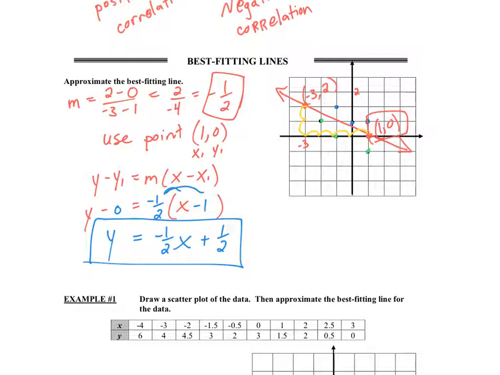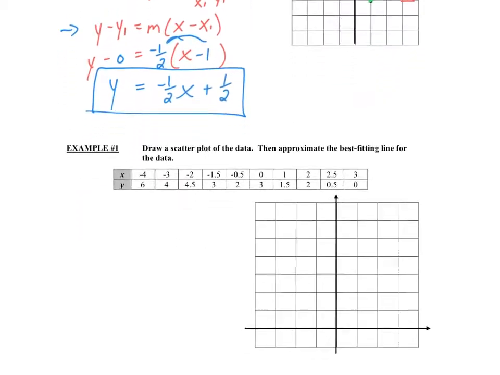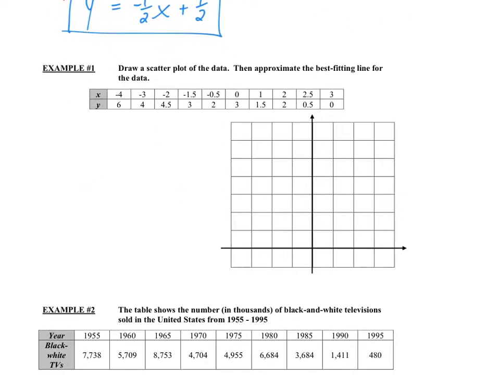So if we're given 2 points, we can use those 2 points to find the slope. After you find the slope, you use the point-slope formula, which is right here, and we plug in a point and a slope, and we find our equation. Okay, we'll try that again. For example, one down here.